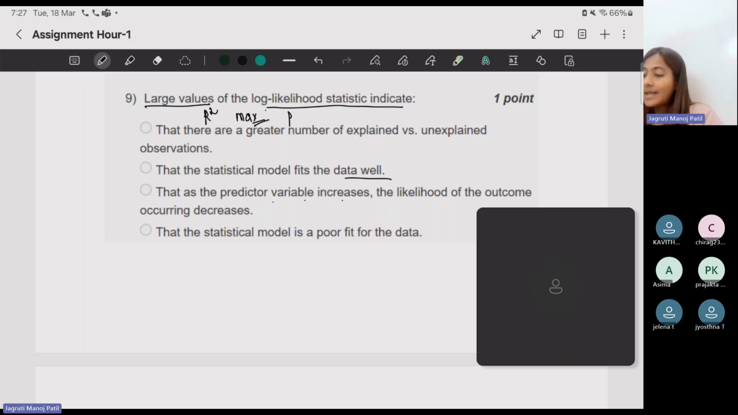That the model is a poor fit for the data. Larger values can mean that the p-value is higher, more than 0.05, so it is a poor fit of the data. So your answers can be this also and this also. Do you guys have a take on it? That is how I feel this particular question can be. Do you have any inputs to contribute for this question?